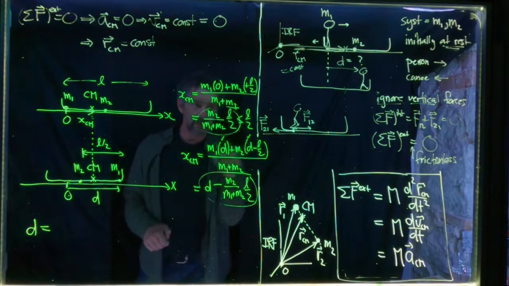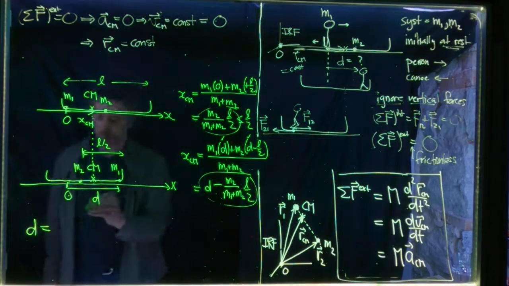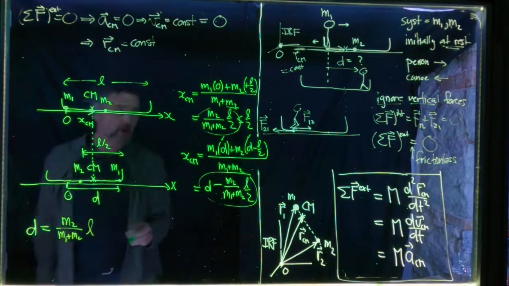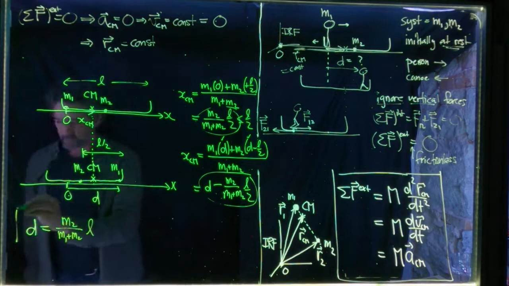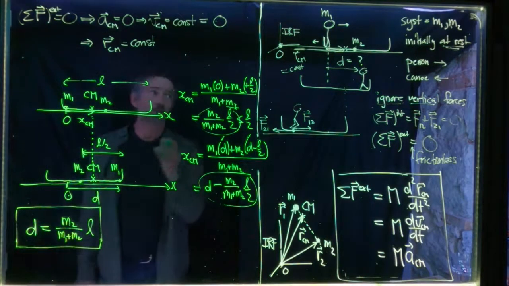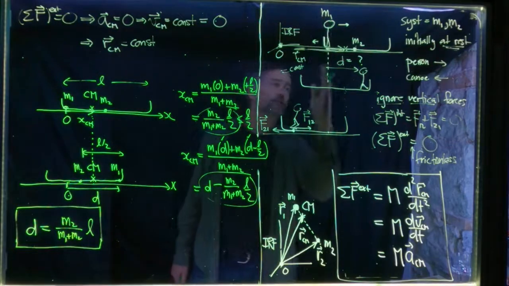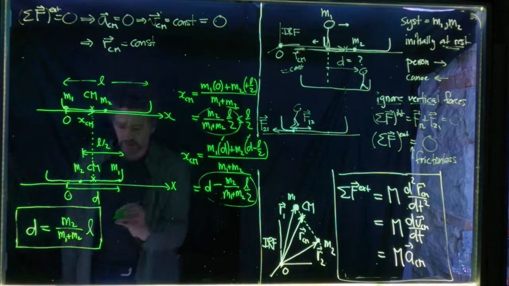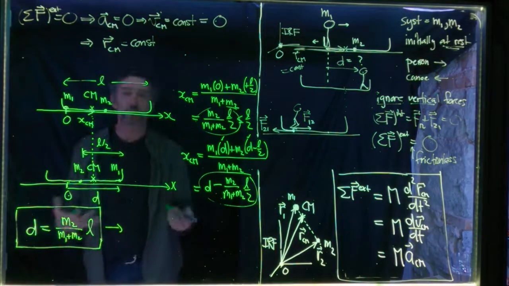It's actually the same thing. The L over 2 just becomes an L. So we get d equals m2 divided by m1 plus m2 times L. And so that's how far the person has shifted over from their original position when the canoe moves to the left and they move to the right. And so then we just make sure that this answer makes sense.